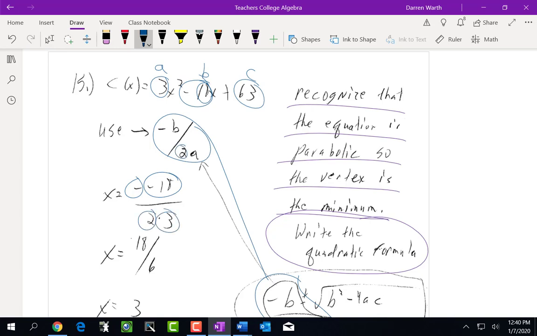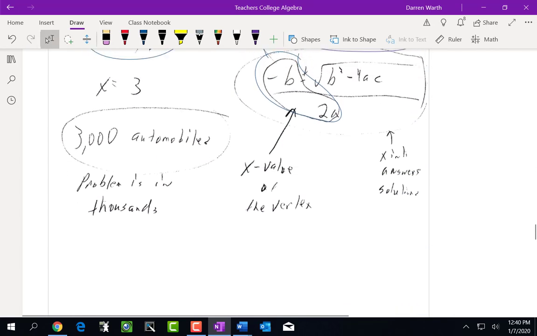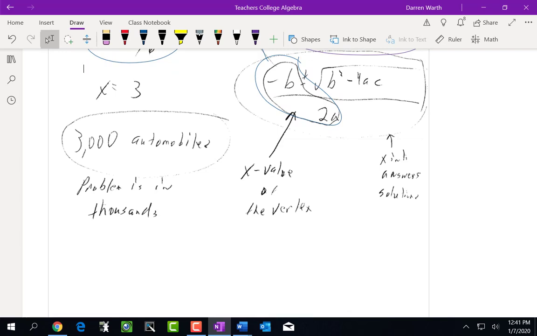Working this out, that gives me a positive 18, since the negative makes that a positive. Then 2 times 3 is going to be 6. So take 18 divided by 6, and I get 3 for my answer. Since this is in thousands, my answer is going to be 3,000 automobiles that would minimize my cost.